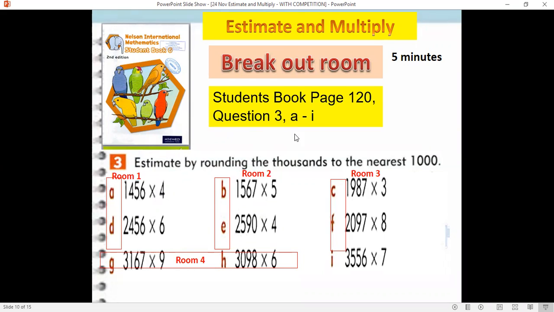Okay, I want you to answer this in your textbook, student book, page 120, question 3 to I. So I'm going to give you, this is 4 digit by 4. We have only one digit, therefore only this one we are going to round. I will give you one answer, so 1,456 times 4, what will be the estimated answer? So it will be 1,000 times 4 is 4,000. Why it's only 1,000? Because 4 is 4 or less, therefore ignore. It will be only the same, 1,000 and 4, so 4,000.